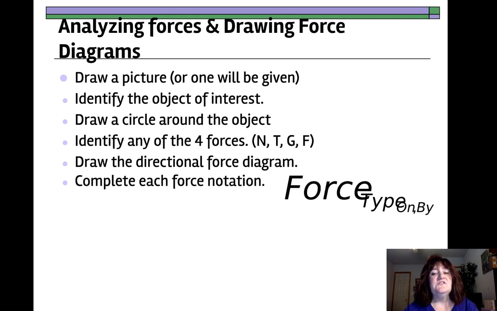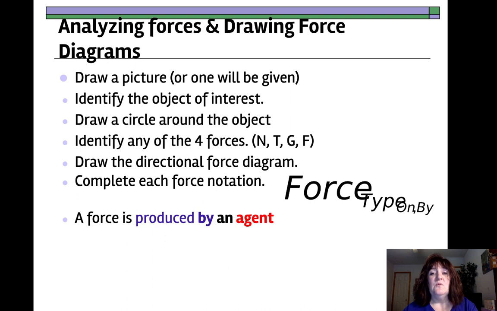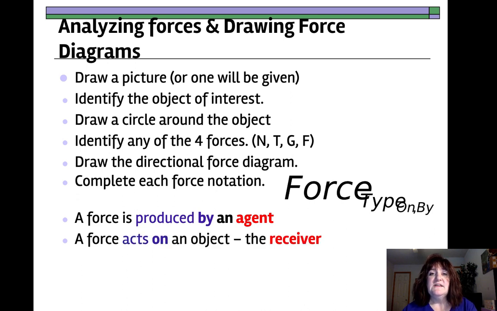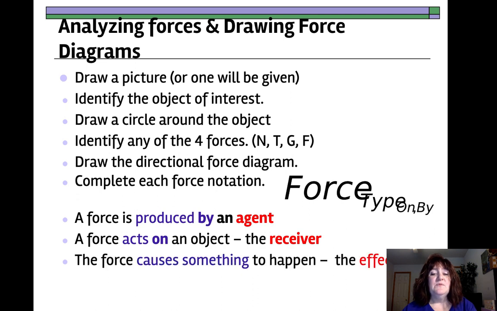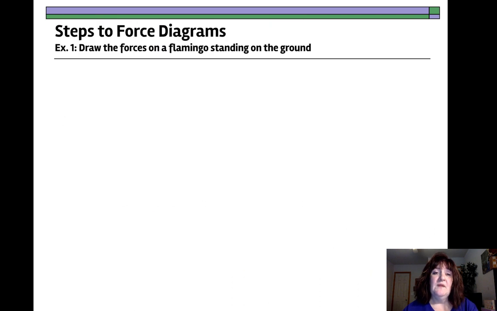And that force notation is force type on by. The by is the agent, or what the cause of the force. The on is the receiver or your object, and believe it or not, the effect is the arrow that you draw. So for example, gravity causes things to go down, and it comes from the earth. So look at this very quickly.